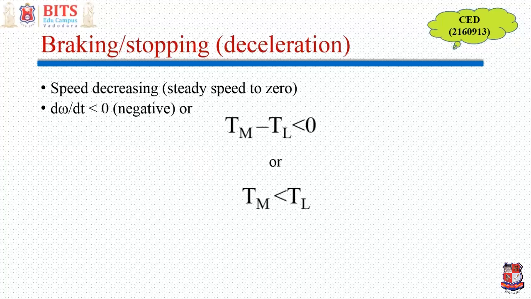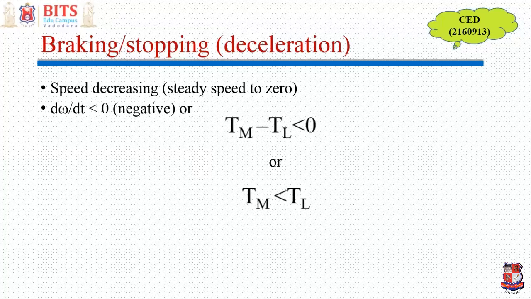Now, you cannot increase the load torque to stop, so you have to reduce the motor torque. How can you reduce the motor torque? There are many ways, but a very simple way is to just switch it off. When you switch it off, the motor torque becomes 0, and since the load torque is already there, the motor decelerates. This is called natural braking.